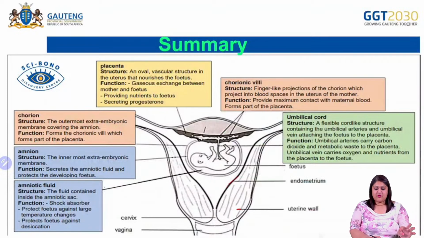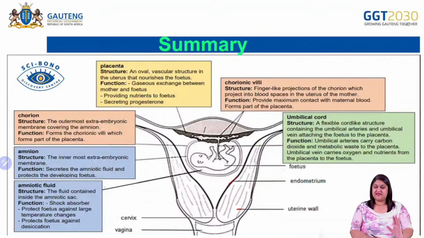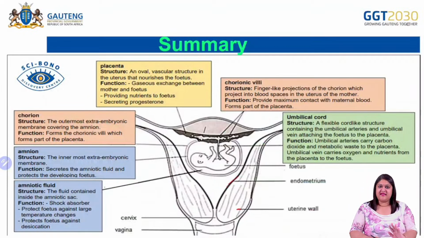So you need to know what the placenta is. You need to know the function of the placenta. It's mainly for gaseous exchange, providing nutrients. You need to know about the chorionic villi. It's not called chorion villi. It's not called chronic villi. It is chorionic villi. It comes from the word chorion, which is the outermost extra embryonic membrane.